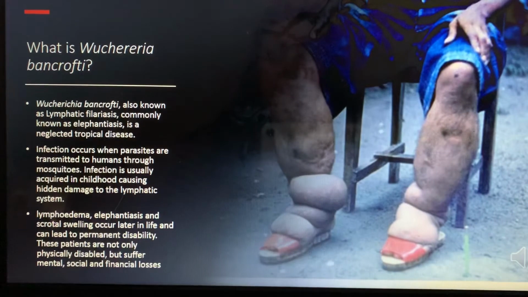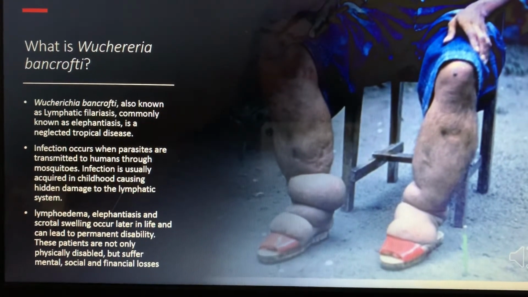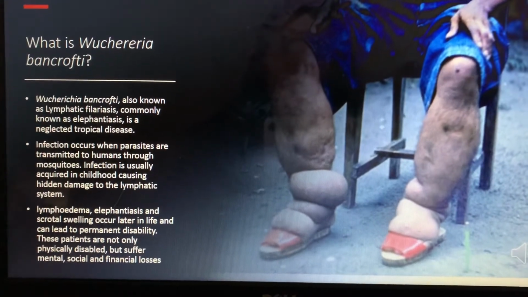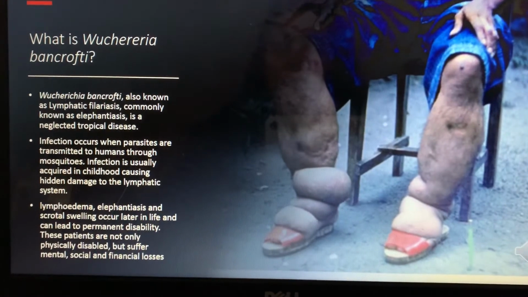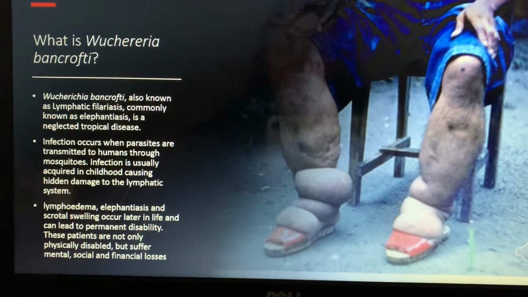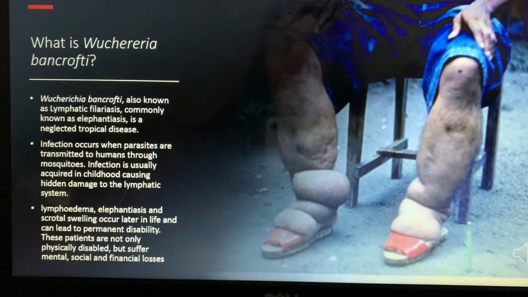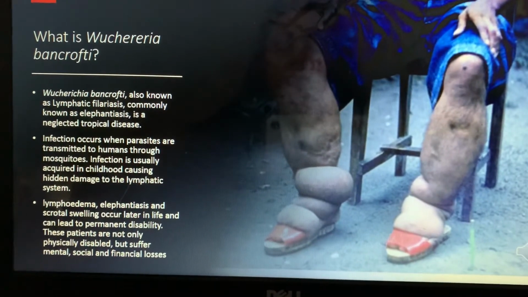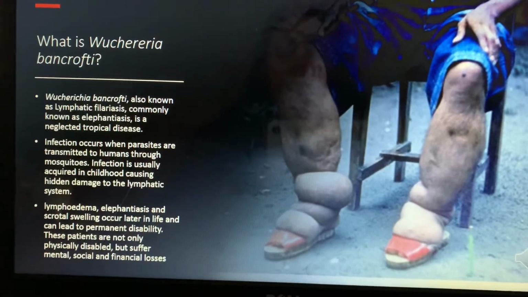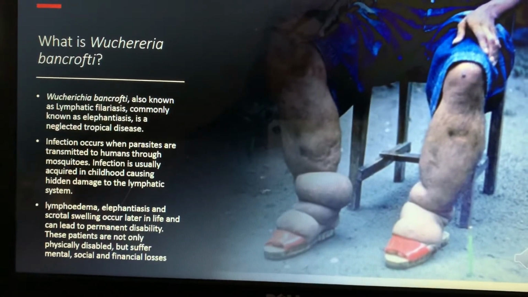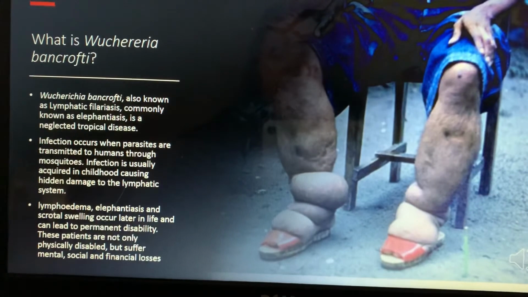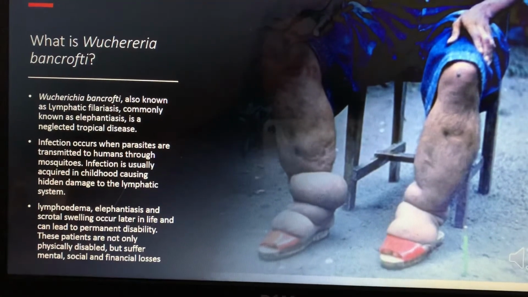So infection occurs when the parasites are transmitted to humans through mosquitoes. This can happen during your childhood, causing hidden damage to the lymphatic system that a lot of kids don't even notice that they got, or the parents of the kids don't even know that they have it, because it lies dormant, and it could lie dormant for years. Not until the kid grows up, it could be years, and then their legs start swelling, and that's when they know that they were infected years ago.